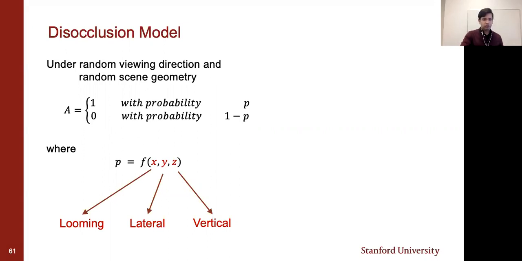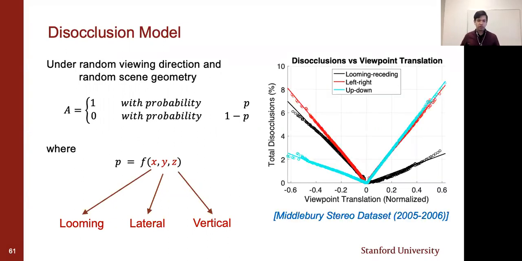To understand the behavior of this function, we used the Middlebury stereo dataset and synthesized translated novel views with each of the three types of translation. The y-axis here shows the percentage of the output view that was missing due to disocclusion holes. The x-axis shows the magnitude of translation, and the three different colors show the three different types of motion. In each case, the circle represents the measured data, and the straight line shows a linear fit. And we can see that the disocclusion behavior is actually piecewise linear along each axis.